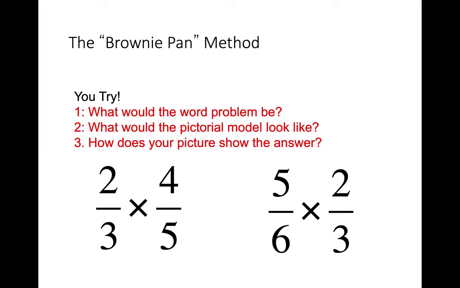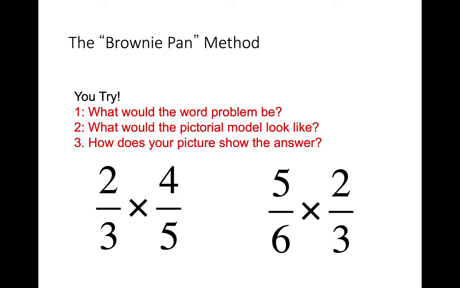So let's try a couple more, all right? Let's walk through one more, and then you can try one on your own. In the first one, if we were going to write a similar brownie problem, the leftovers, again, you start with the second fraction, because that's the one that's of the whole pan of brownies by the meaning of multiplication.